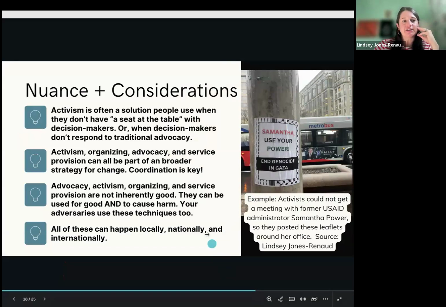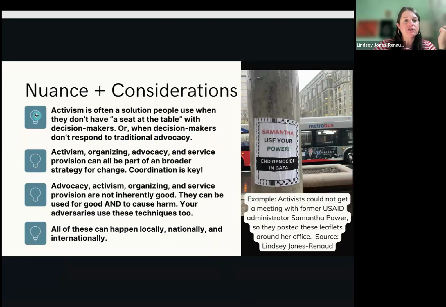So, some nuance and consideration. Activism is often a solution that people use when they don't have a seat at the table, as we say in English, or as we say here in the US, with decision makers. It's a tactic used when decision makers don't respond to traditional advocacy. You meet with them, you're nice, you're kind, but they don't care. That's often when activism can be helpful. Activism, organizing, advocacy, and service provision can all be part of a broader strategy for change. Coordination and strategy is key.